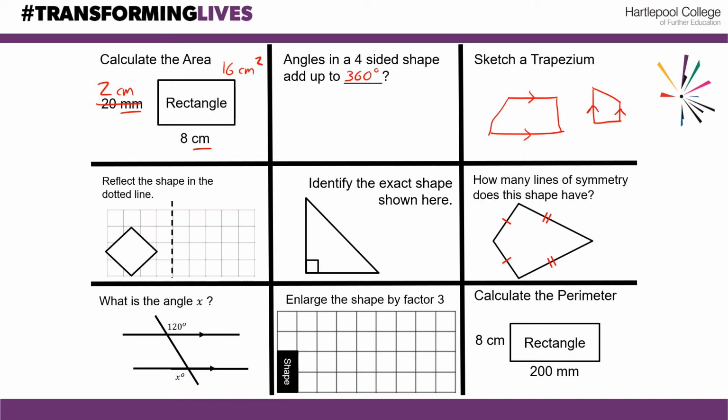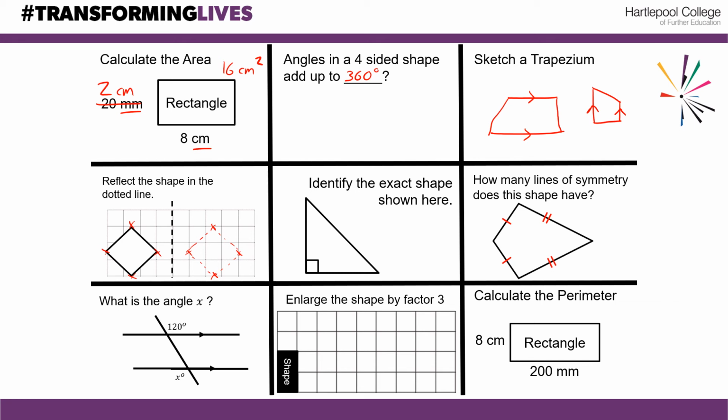Next up, reflect the shape in the dotted line. Now that square there, or that vertex, I should say, is 2.5 squares to the mirror line, so it reflects 2.5 squares. This one is 1 square from the mirror line. This bottom point is again 2.5 to the mirror line, so it needs to reflect 2.5 out. And this one is 4 squares from the mirror line, so it needs to reflect 4 squares out. So our final shape should look a little bit like that.